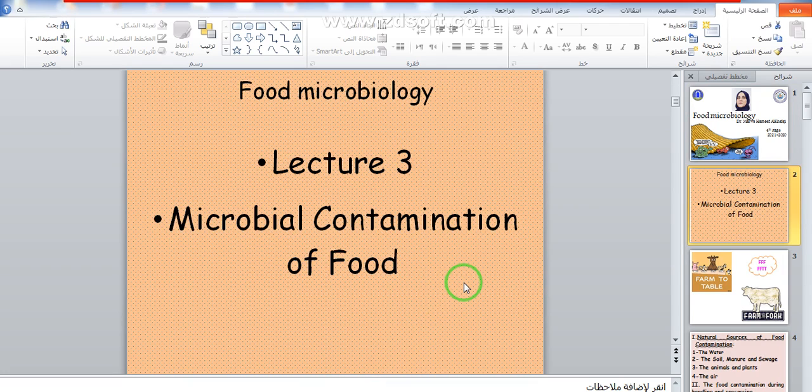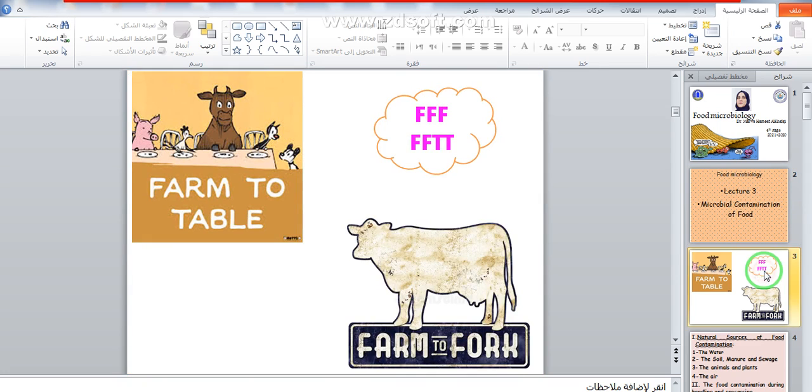In our third lecture, we will study the microbial contamination sources of food. First, we may define two important abbreviations, which are FFF, from farm to fork, and FFTT, from farm to table.